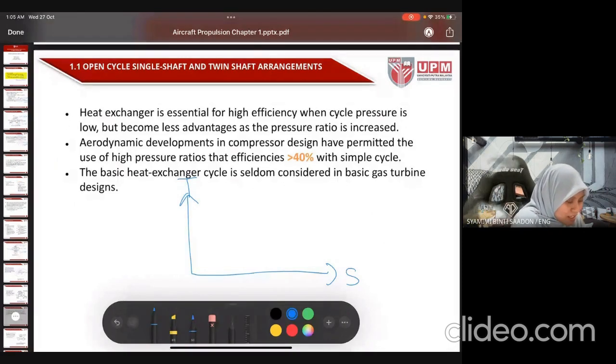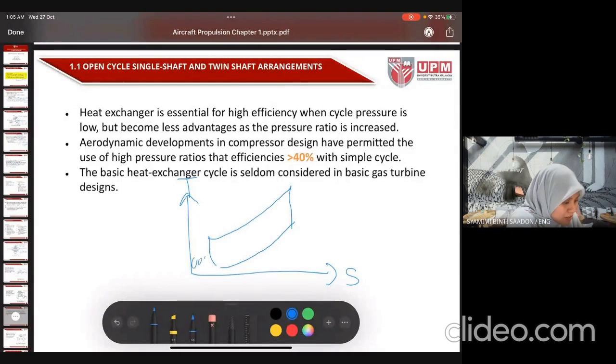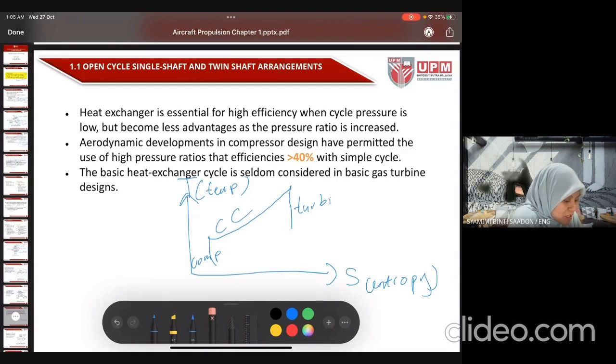So this is a TS diagram of a gas turbine cycle. Normally you will have a diagram like this. So this is compression. S is entropy, from the second law of thermodynamics. T is temperature. So compressor, combustion chamber, turbine, and oh sorry, it is an open system, so no condenser.